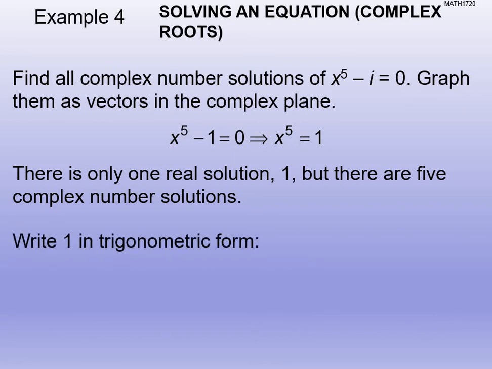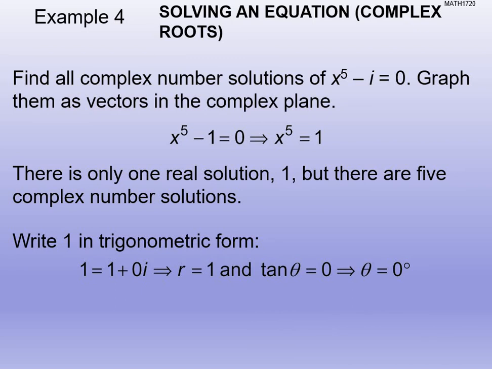Okay, so write the number in trig form. If we have that, we have 1 plus 0i. We're literally taking the number 1. It's just the real component, and there's no imaginary component. Okay, in trig form, it's 1 plus 0i. Then we have to find r, so it's 1 squared plus 0 squared, square rooted, so r equals 1.